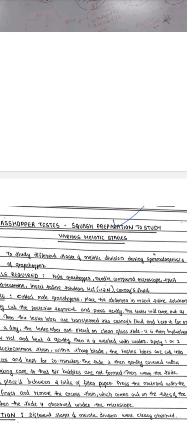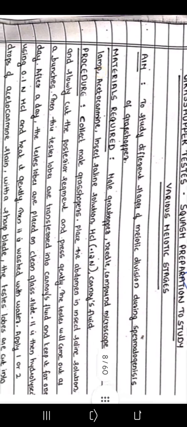Grasshopper test is squash preparation to study various meiotic stages. Aim: to study different stages of meiotic division during spermatogenesis of grasshopper. Materials required: male grasshopper, needle, compound microscope, spirit lamp, acetocarmine, insect saline solution, 0.1 normal HCl.